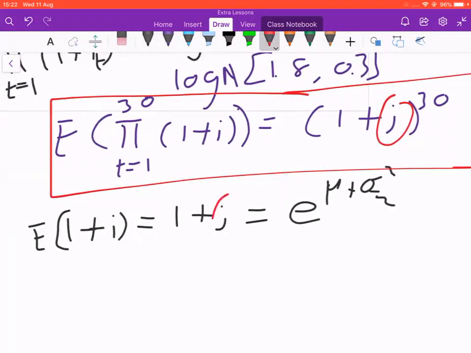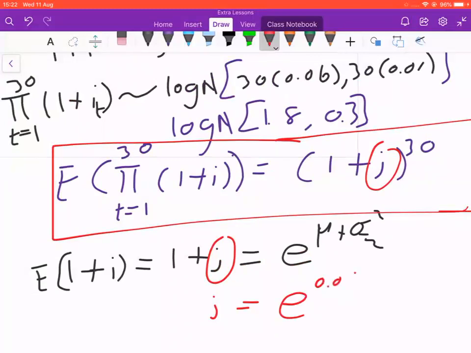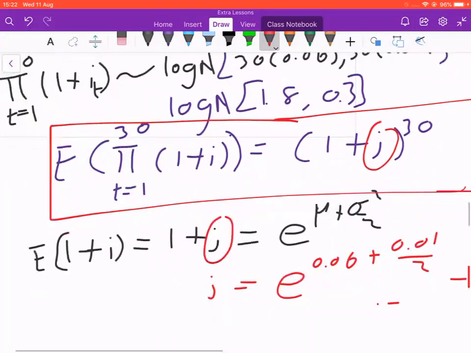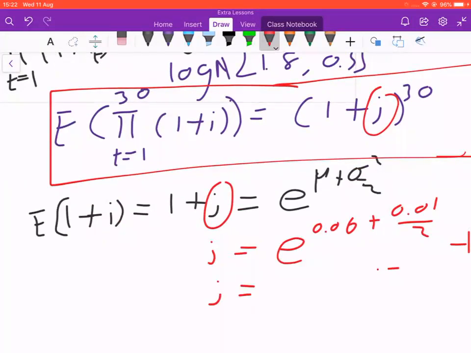To find how much this J is, you will have to solve this equation first. We already know that J is going to be equal to e to the power 0.06 plus 0.01 over 2, minus 1. So this is how you will find your interest rate J. J is going to be the expectation of I, and the interest rate is going to be 0.716.